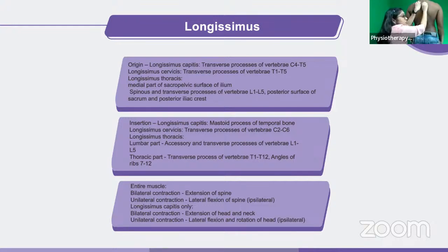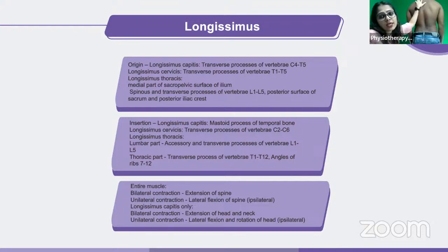When it gets contracted, it will cause the extension of your head and neck. Which part? Your longissimus cervicis. Next is your capitis. So as I told you, you should get an understanding that it will get attached to which part? Mastoid process or nuchal line.